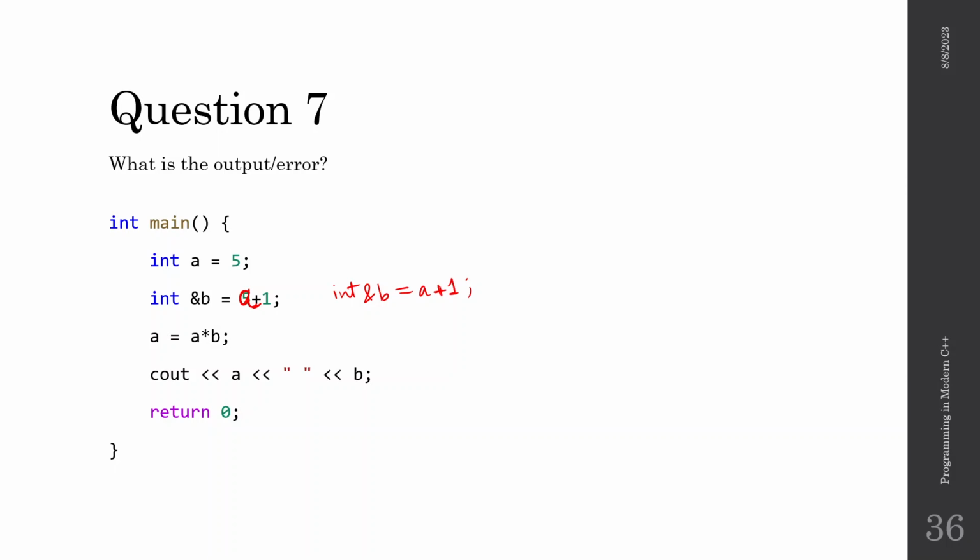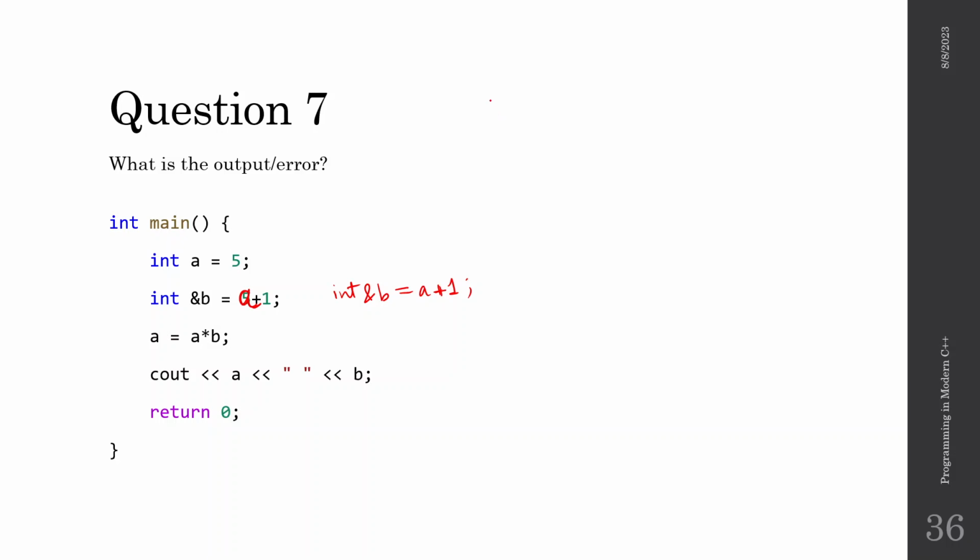Okay, guys. So yes, this will be an error. Even before the correction or after the correction, this will be an error. The reason being that when we create a reference, we create a reference of some variable. We cannot create a reference of some temporary value or some expression.